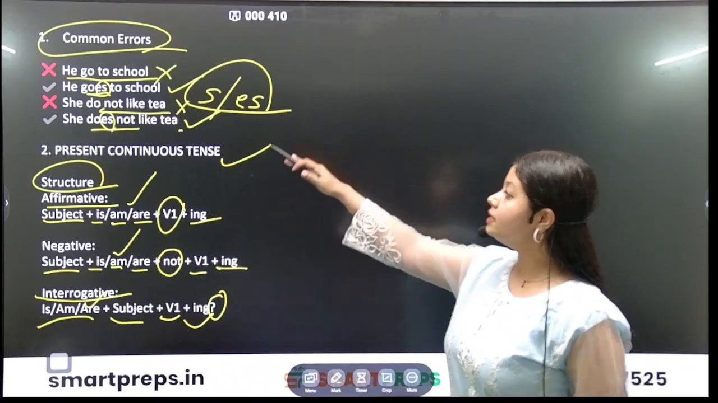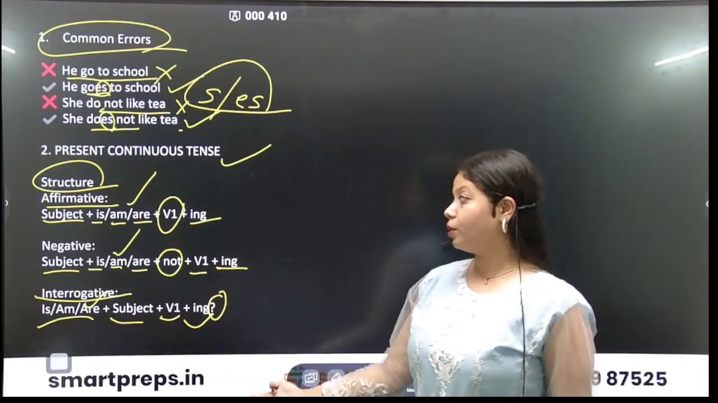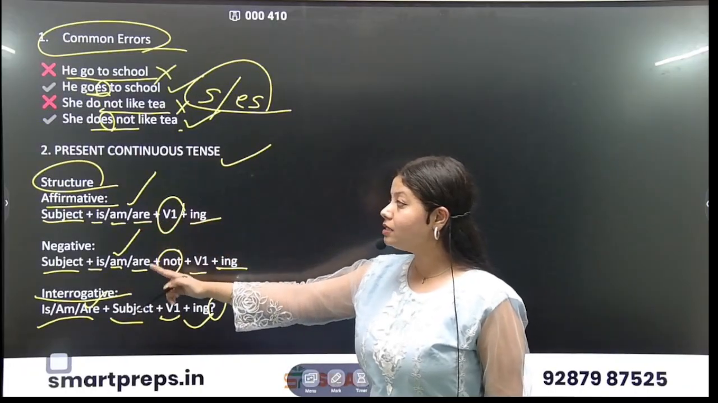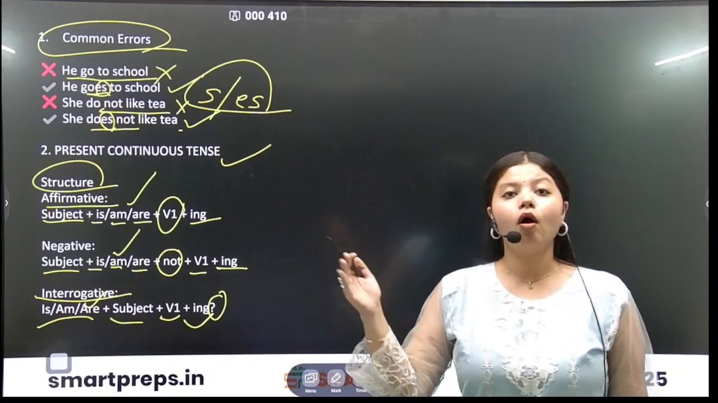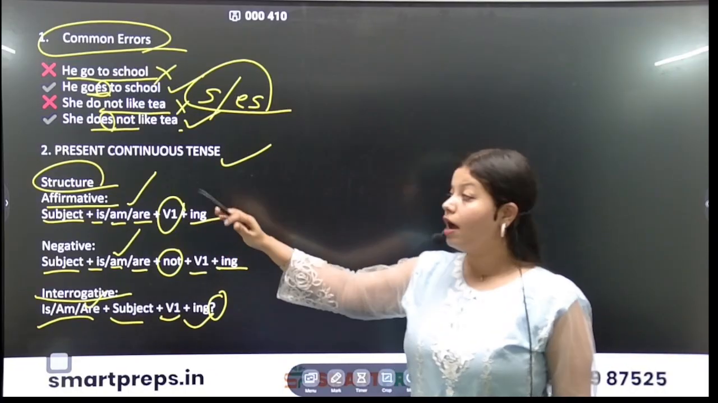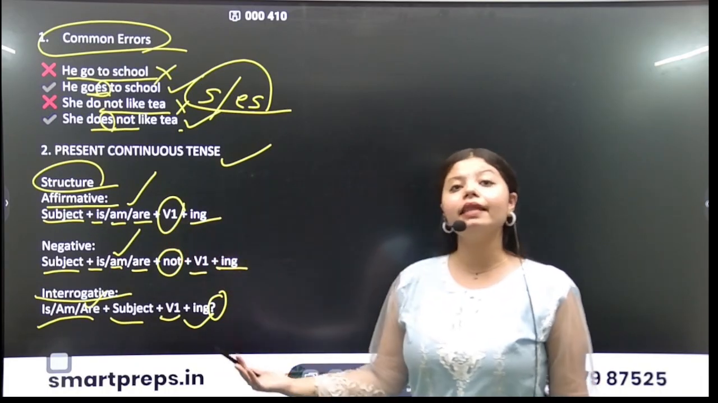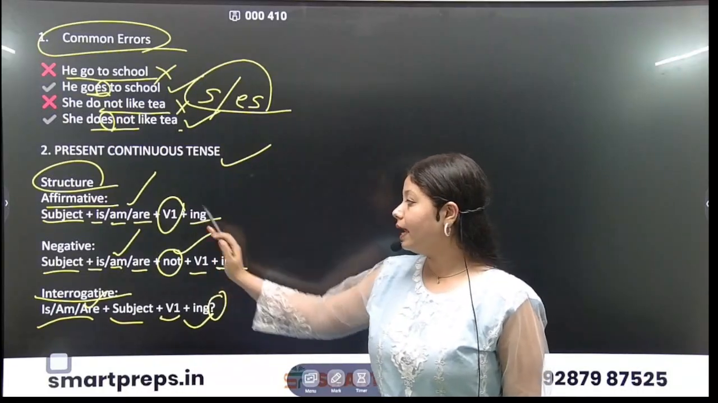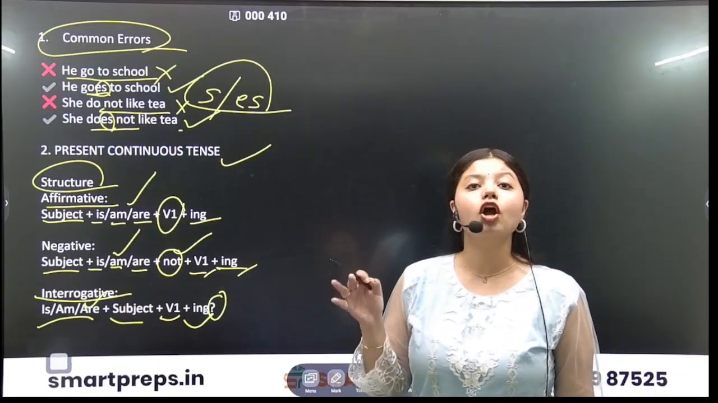So this is the present continuous structure in three types: affirmative, negative, and interrogative. Everything is the same. In affirmative, the subject is in the first place, then is, am, or are, then the verb and ing. When it becomes negative, it is subject plus is, am, are, but since it is a negative sentence, we put one not before the verb, then the verb and the ing. Why are we putting ing? Because it is a present continuous tense.